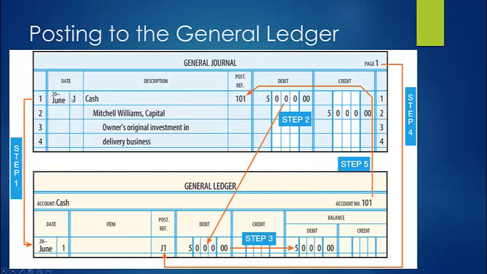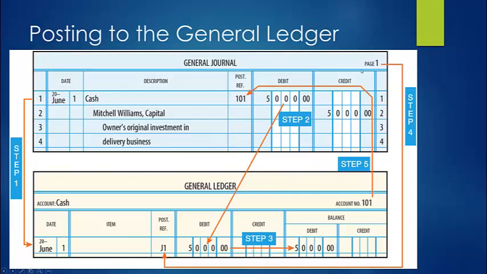So on June 1st, I'm going to come down to my cash account in the general ledger. Your general ledger will have a set for every single account you have. So this is the cash account. I'm going to enter the date, and then I'm going to enter the 5,000 debit here, and then I will enter the balance. Since cash did not have an existing balance, we're just going to transfer this 5,000 over because it had 0, and we put 5,000 in, so now the balance is 5,000.